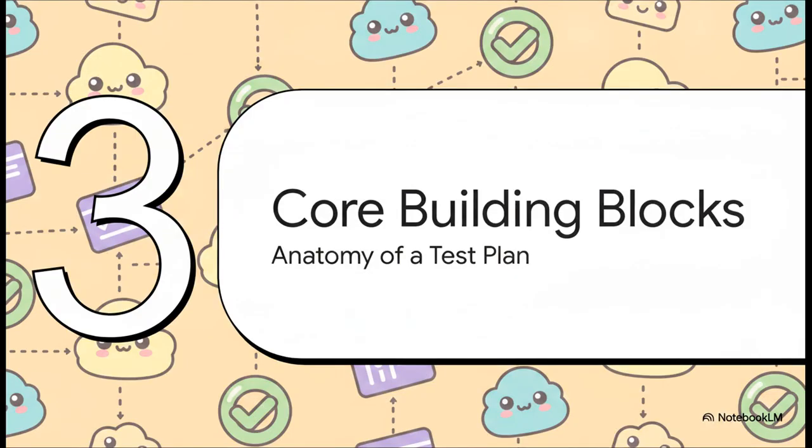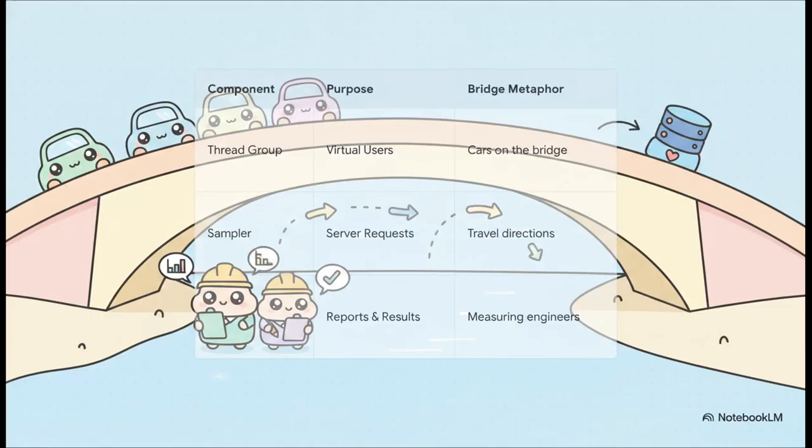Section 3. The core building blocks. So every single JMeter test starts with what's called a test plan. And inside that plan, you have 3 really critical components. Let's go back to our bridge metaphor to make sense of them. First, you have the thread group. These are your virtual users, so think of them as the actual cars driving onto the bridge. Second, you have samplers. These are the actual requests being sent to your server, kind of like the specific directions all those cars are traveling. And finally, you have listeners. These are your reports and results. Think of the listeners as the engineers standing on the bridge with clipboards, measuring exactly what's going on.